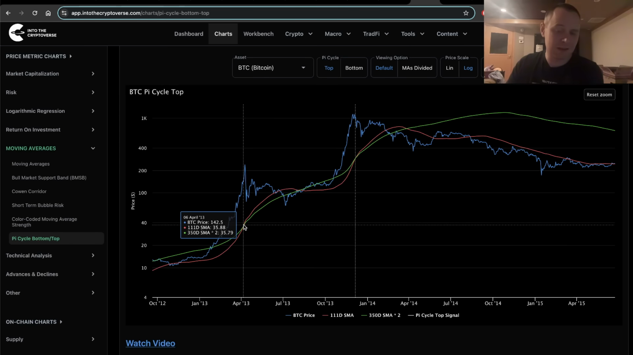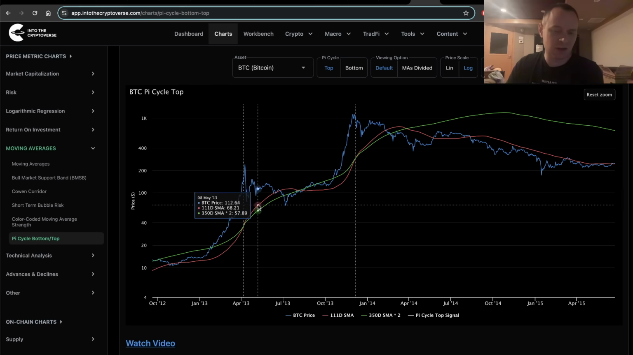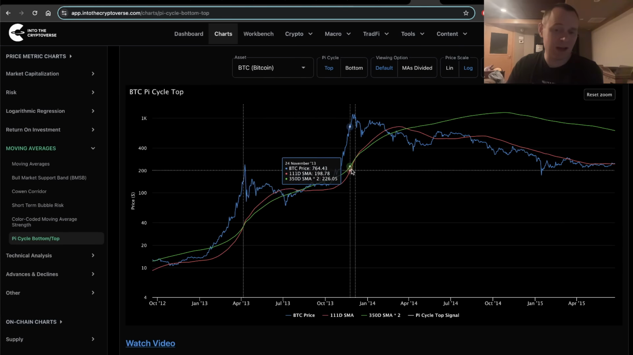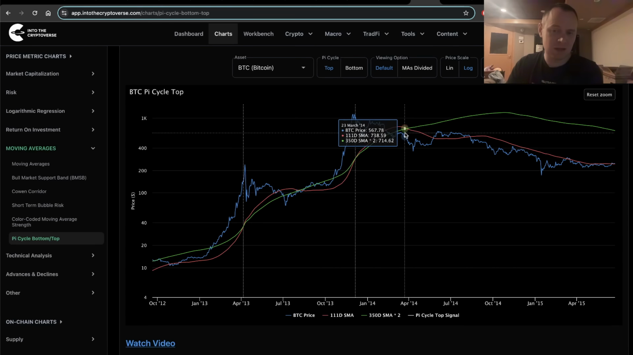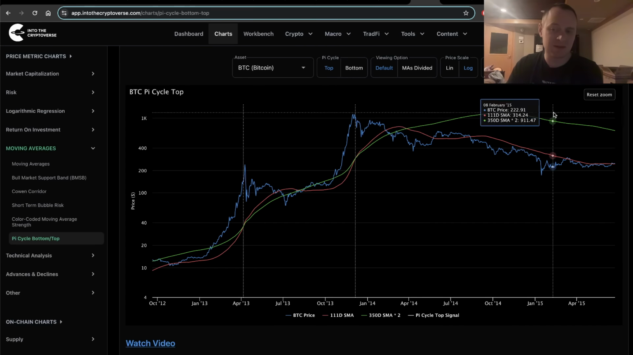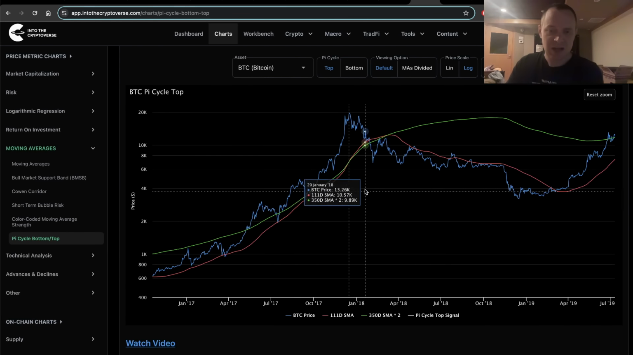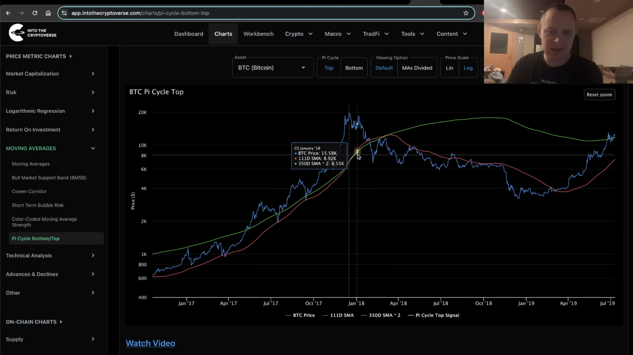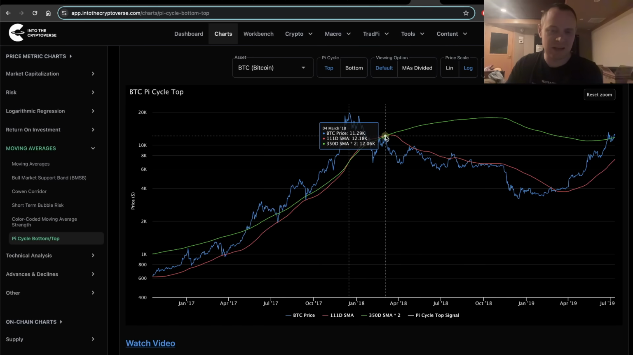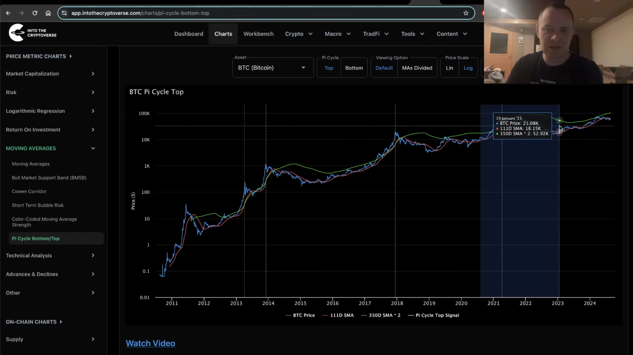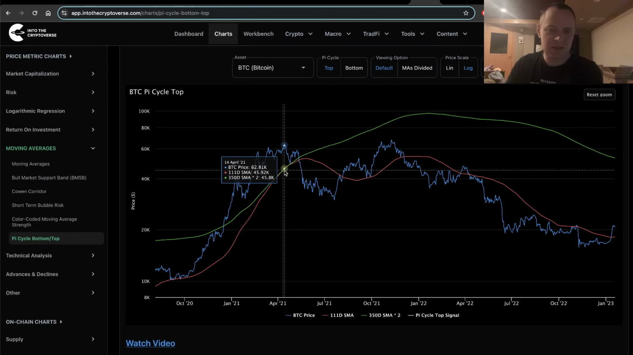But if you look at it like this, you can see that once it crossed, it stayed crossed for quite a while. And then here again, it crossed, and then it didn't cross back until several months later. That was back in 2013. Now you go to 2017, and you see they crossed in December, and then they crossed back again in March, so a couple of months later. And then you look at 2021 and you see that they crossed, but then they almost immediately crossed back.